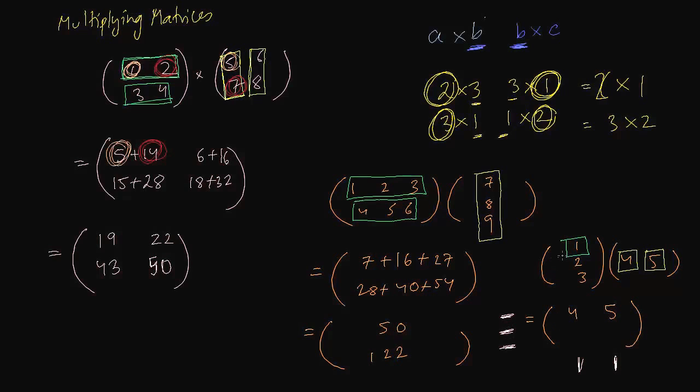Now the second row. So 2 multiplied by 4 is 8. So we get 8 here. And 2 multiplied by 5 is 10. Now we have the third row to think about. So this is the third row. And it turns out to be 3 times 4 is 12, and 3 times 5 is 15. So we have a product which is 3 rows and 2 columns.